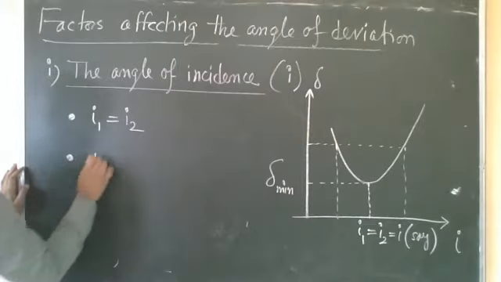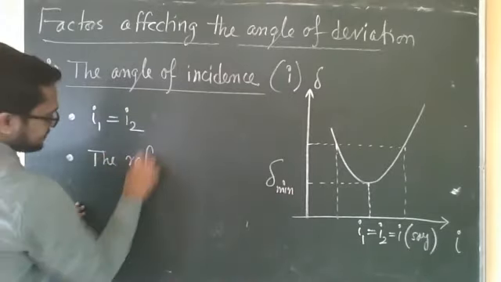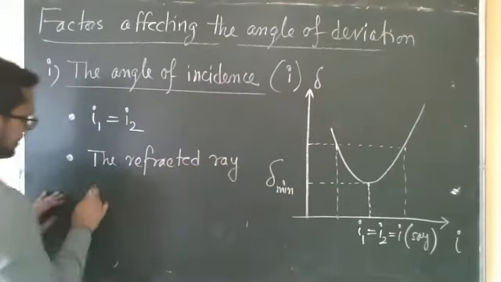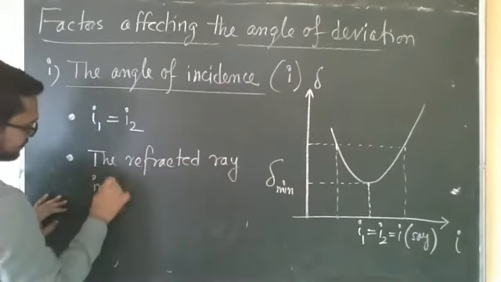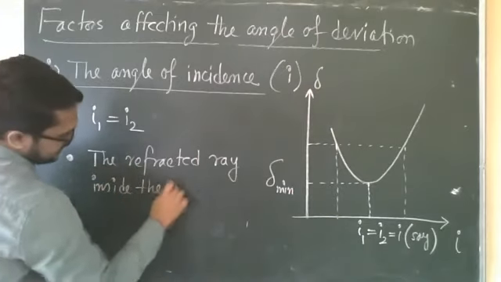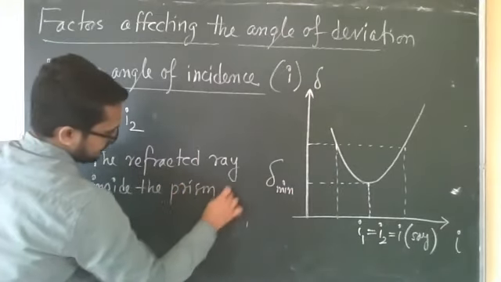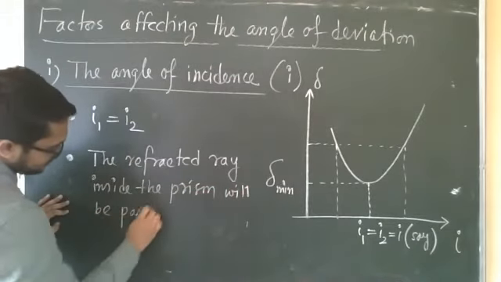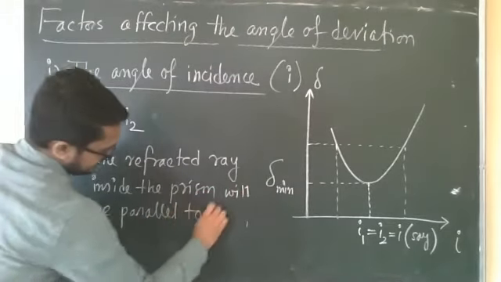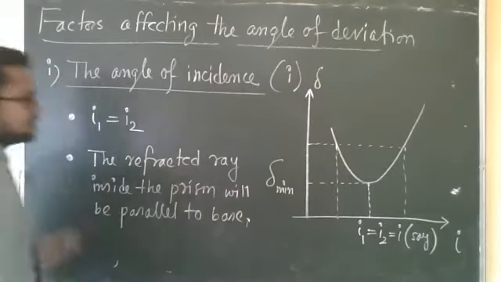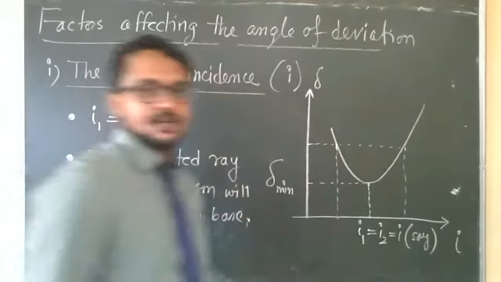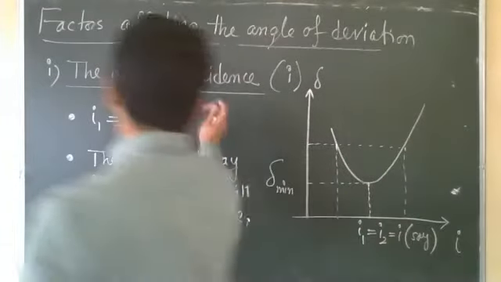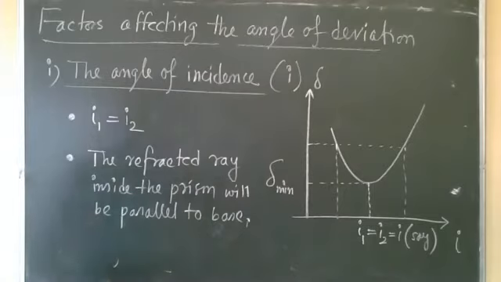And the second point: the refracted ray inside the prism will be parallel to the base. Okay, so these are the 2 points. So this is the complete part of this point, angle of incidence. Okay, factors affecting the first point.